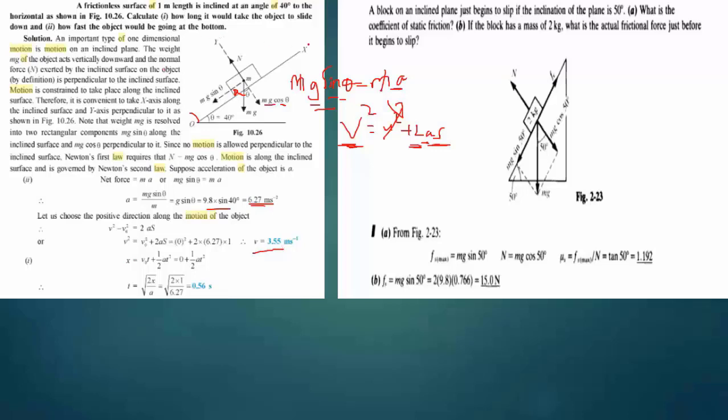So how long would it take? We can use the first equation, v is equal to u plus at, or the second equation, either way. With u equal to 0, v we have, acceleration we have, so we can find the time. Or using the second equation, we know this cancels, so we have a half times acceleration, then the distance of 1 meter, then we find the square root, find the time, and get the values there.